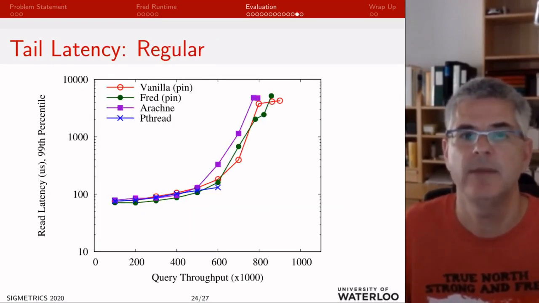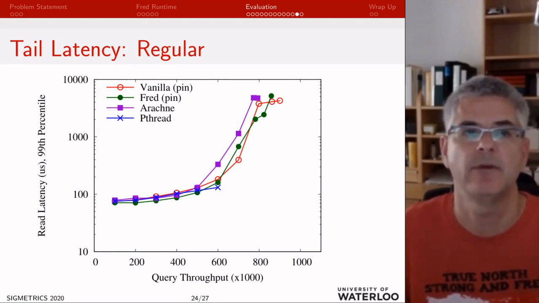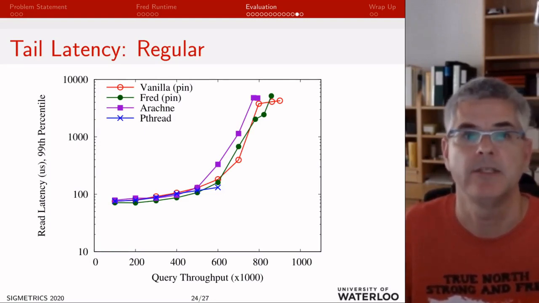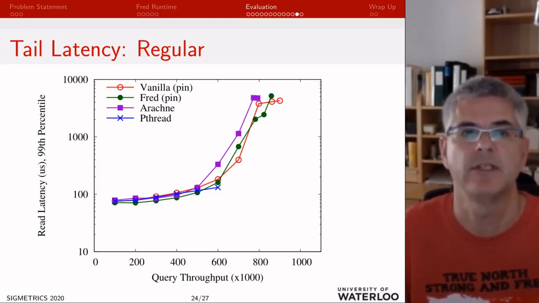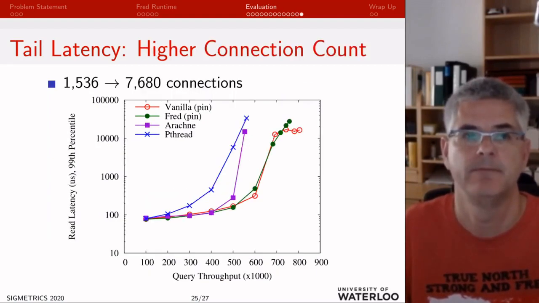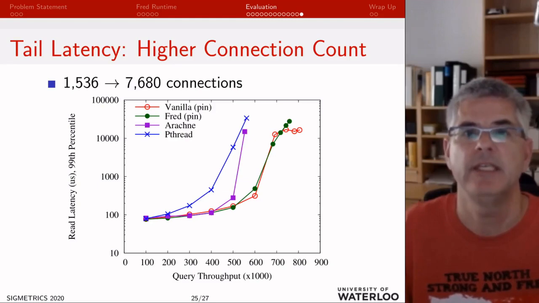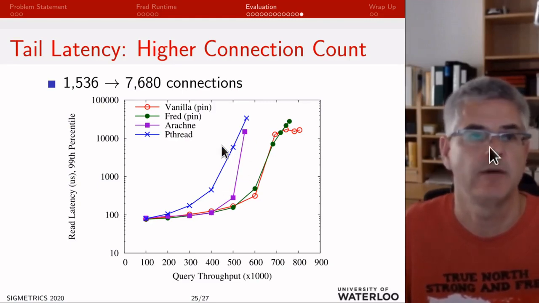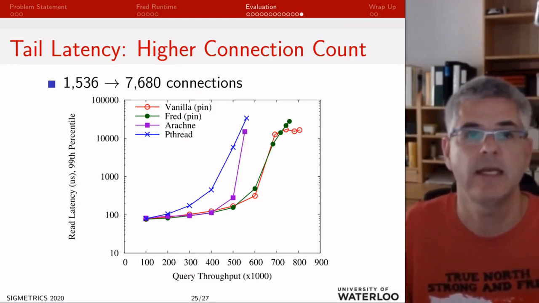This graph shows the same experiment as before, but with corresponding changes to the networking configuration. The tail latency curves for all variants are fairly similar. However, if we increase the connection count to around 7500 connections, we can see clear differences between runtimes. Both Arachne and pthread-based Memcached cannot handle this higher connection count, and their respective tail latencies increase much earlier.